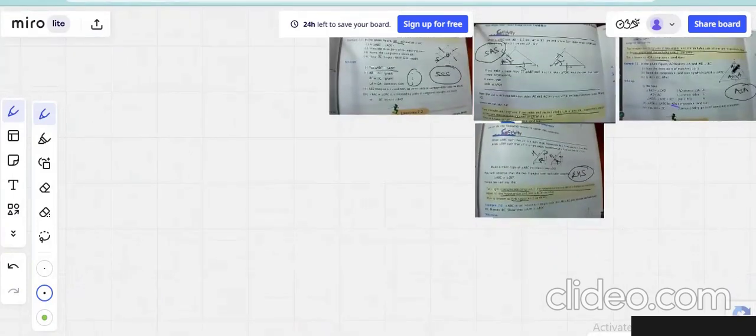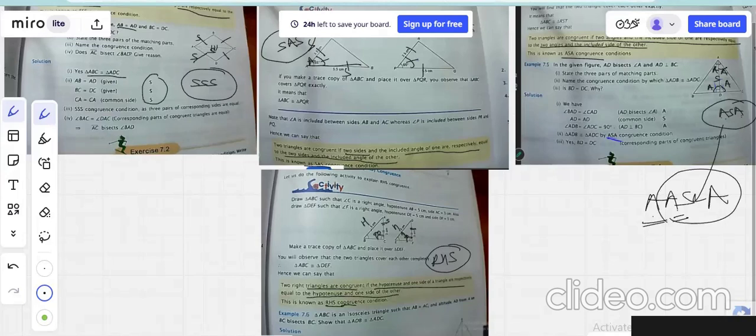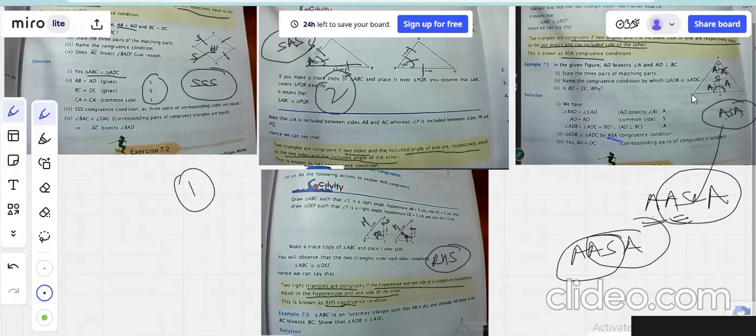Now the only thing you have to understand is that this can also be written as AAS. Normally the side should be in between the two angles. But even if the side is not between the two angles, if two angles are equal, then the third angle will automatically be equal, and ASA works. So AAS can also be written as ASA. These two are the same thing. So these are the five rules: 1, 2, 3, 4, and 5.